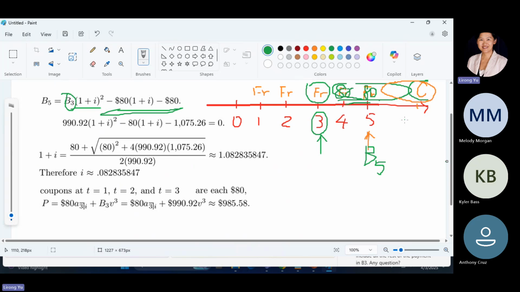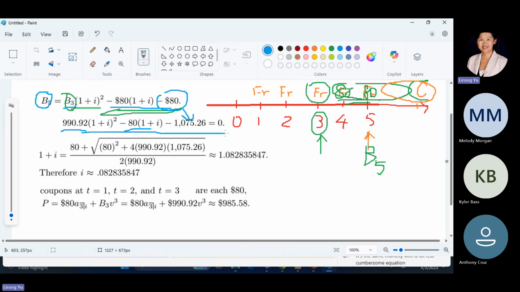All right, so this equation does make it a little bit easier. B3 equals the 990.92, and those are a direct copy over. The B5 minus 80 will equal to this number. So then you end up getting a degree 2 equation in 1 plus I. Using the quadratic formula, you can solve for 1 plus I, subtract 1, and you will get the I. It's the same quantity with a lot less algebra.